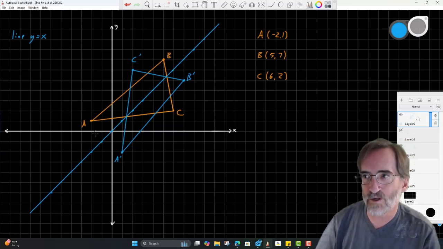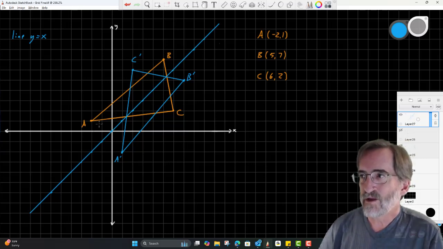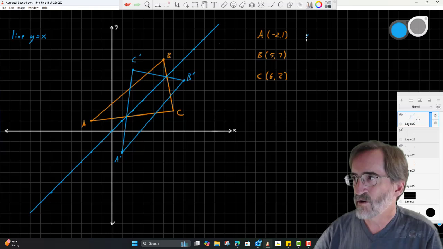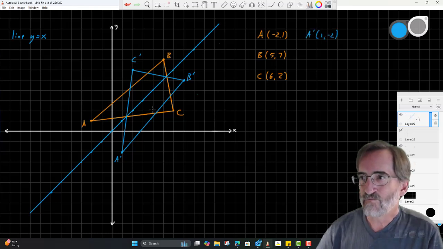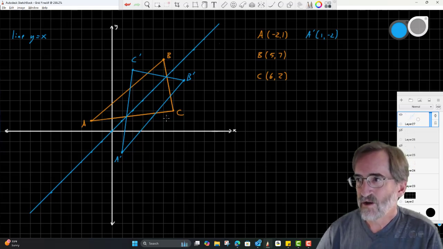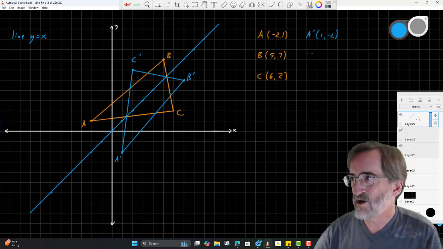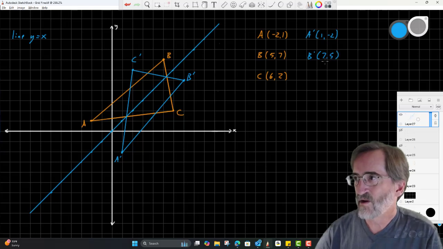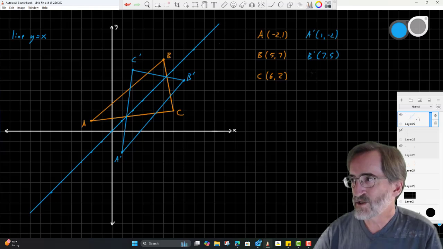Now let's look at the coordinates. A is at -2, 1. A prime is at 1, -2. B is at 5, 7. B prime is at 7, 5. C is at 6, 2. C prime is at 2, 6.